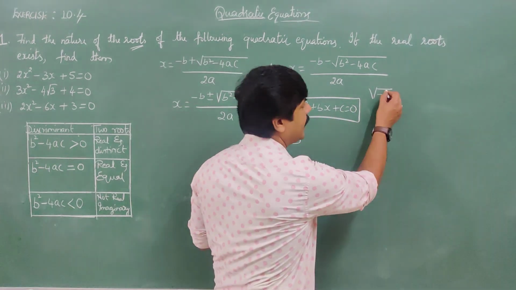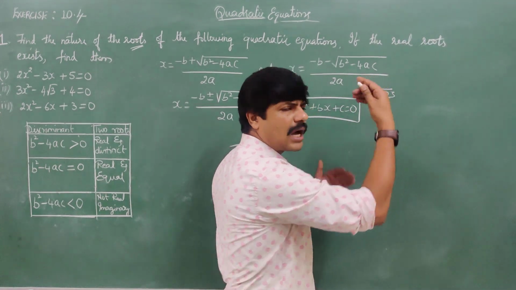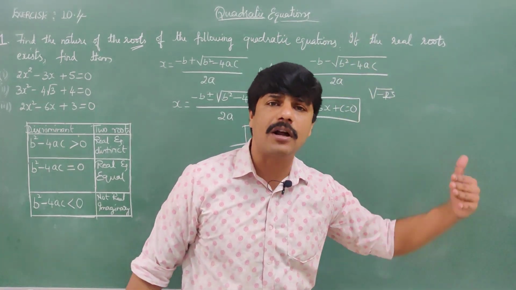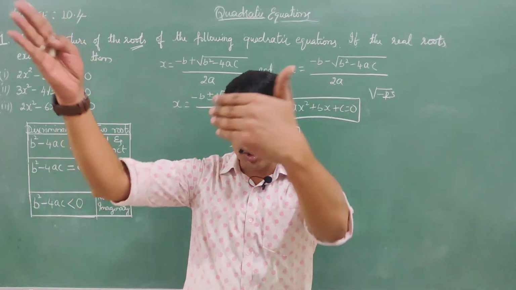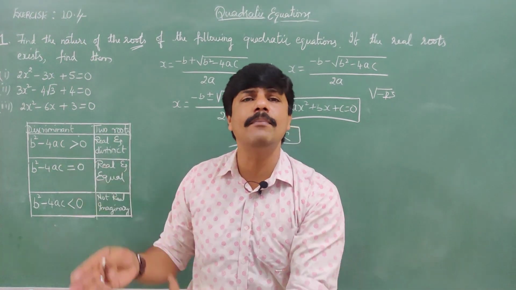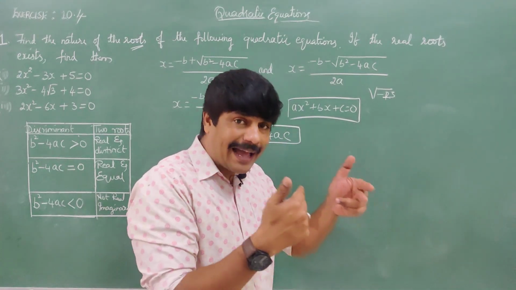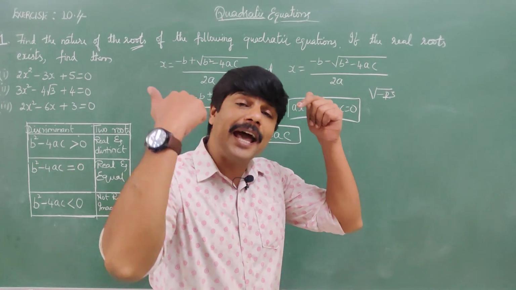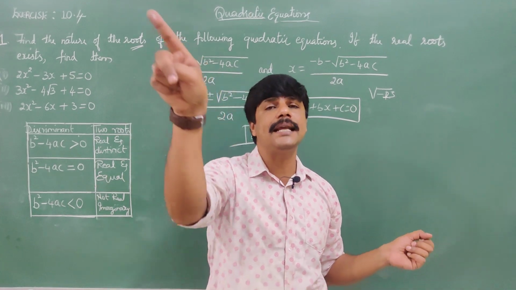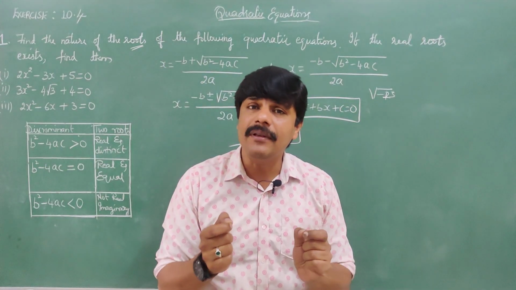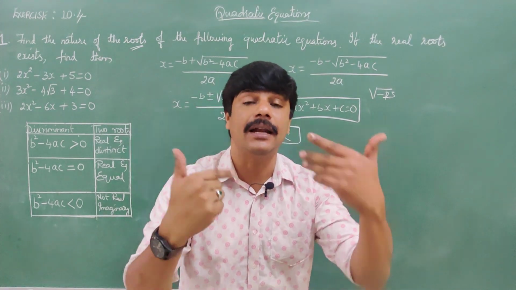Remember this. Negative means negative 1 or 2 or 3, 4 or whatever it is. There should not be negative inside the root. Except for that, everything is a real number. First you judge whether they are real numbers or not. Once they are real numbers, check whether both the values are the same or not. If they are not the same, then they are distinct, two different numbers. If they are the same, then they are equal. Roots are equal in that way.